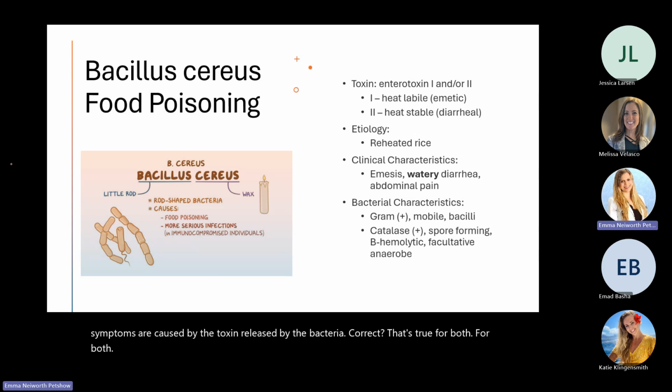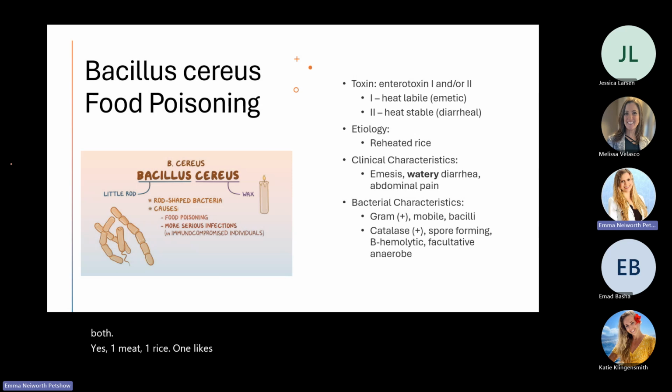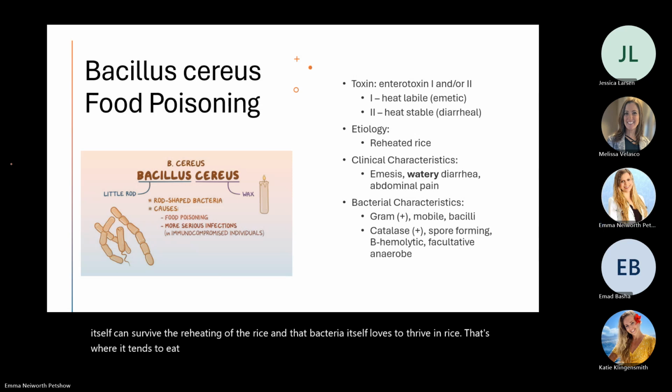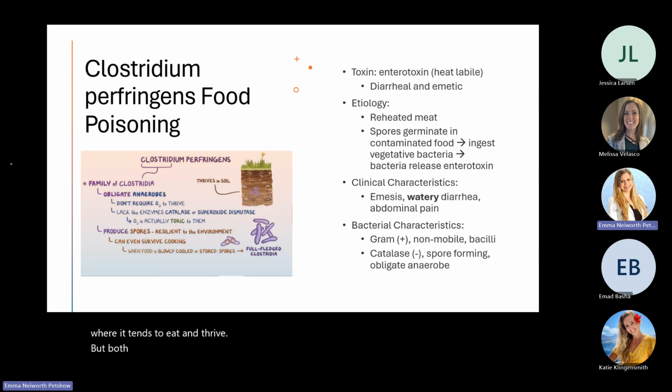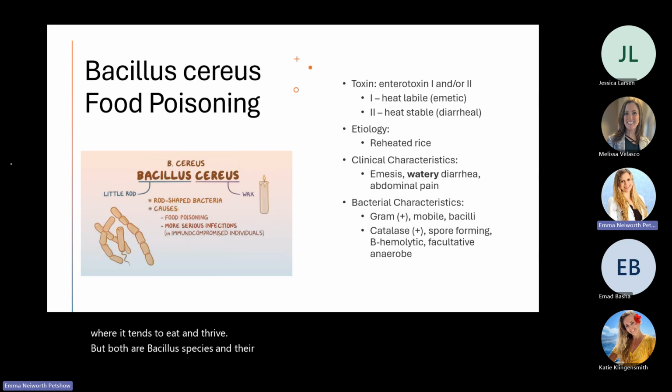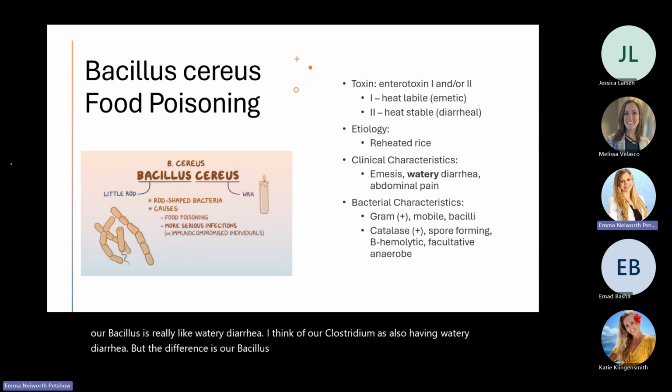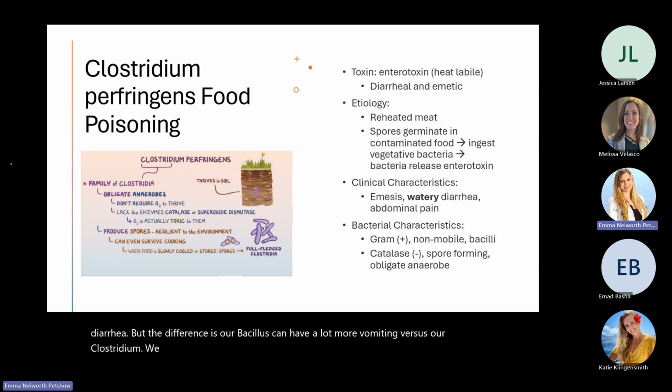Yes, one meat, one rice. The one with the rice has both heat stable and heat labile toxins, meaning the enterotoxin itself can survive the reheating of the rice, and that bacteria loves to thrive in rice. That's where it tends to eat and thrive. But both our Bacillus species and our Clostridium species look and feel very similar. I think of our Bacillus as watery diarrhea. I think of our Clostridium as also having watery diarrhea, but the difference is our Bacillus can have a lot more vomiting, versus our Clostridium, where we oftentimes don't see as much, if any, vomiting.